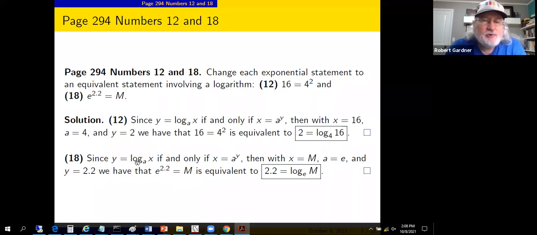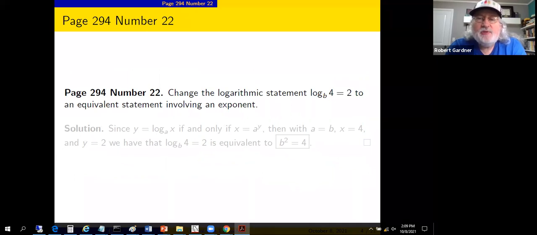Y, 2.2, equals log base a, which is e, of x, which is m. So 2.2 equals log base e of m. All you're doing is jumbling the symbols around. You're relocating the symbols. So here's converting exponential statements into logarithmic statements. Let's do it the other way around.